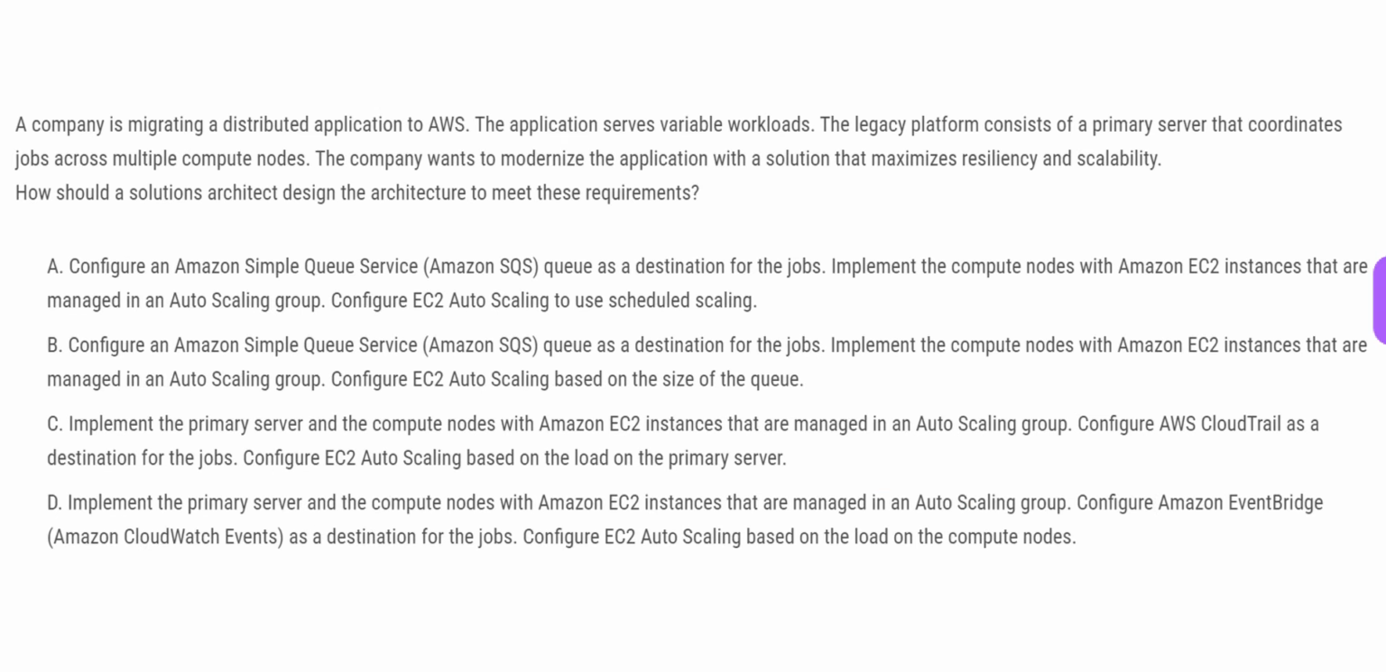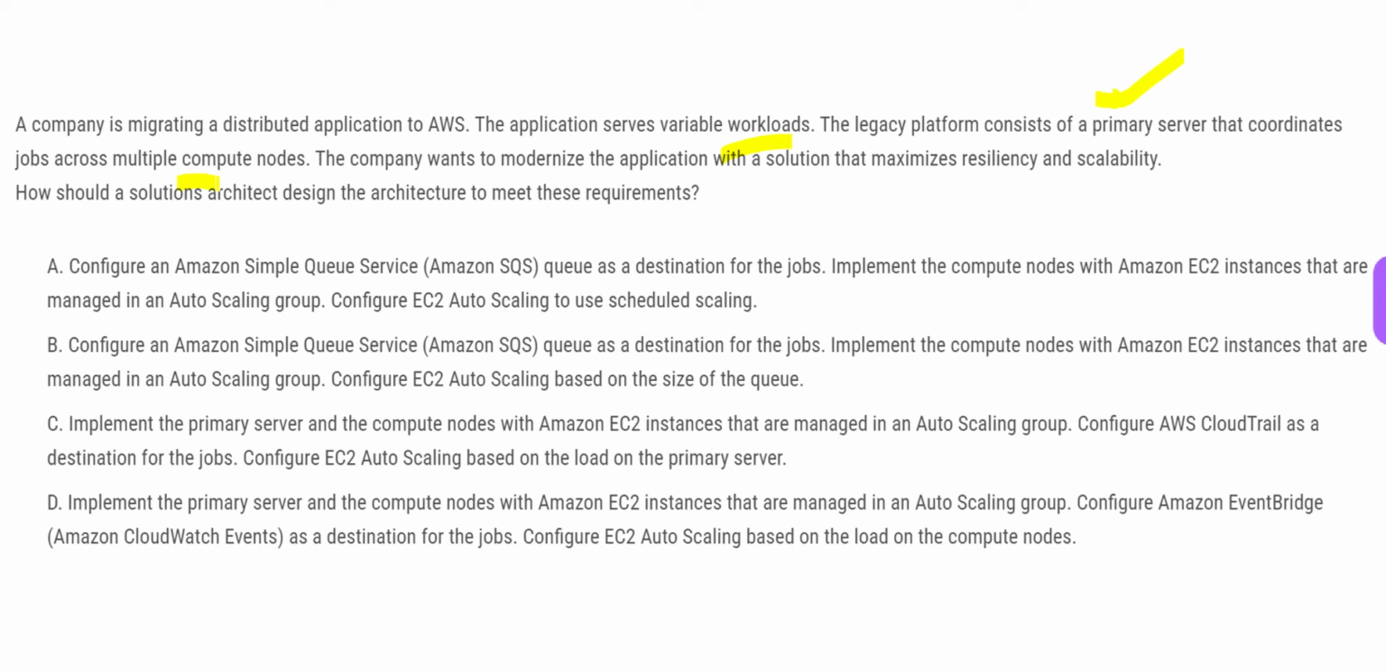See, a company has a distributed application. Now they are saying, boss, let us move to AWS. Like everybody wants to go on cloud. So what is the nature of this application? It has variable workloads. Sometimes it takes more time, sometimes less time. Okay. And before migration, what is the setup? They have one primary server and it talks to multiple compute nodes. That is today's setup.